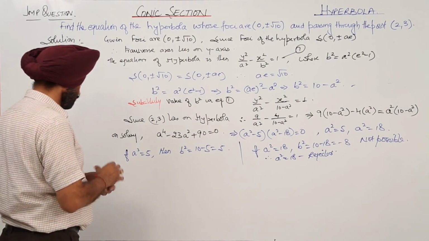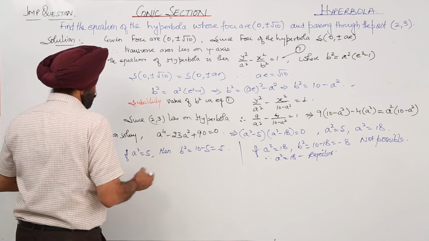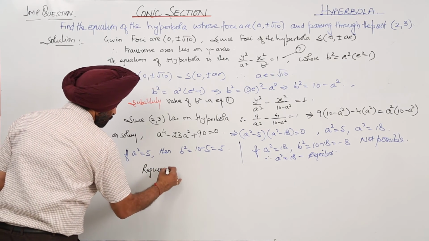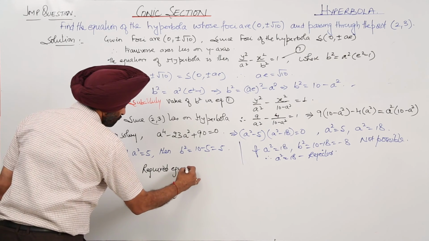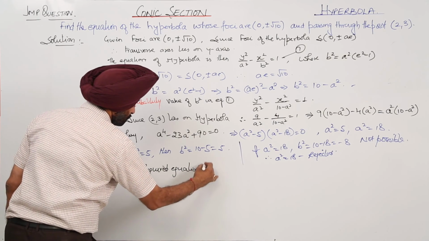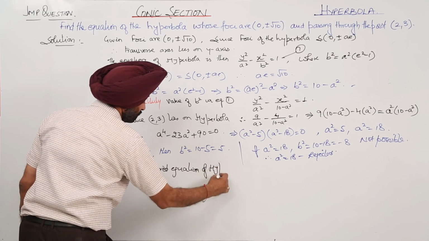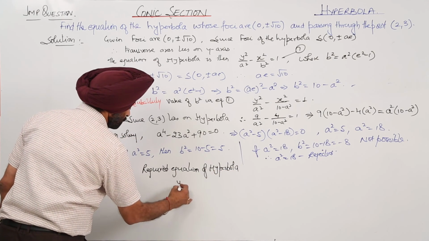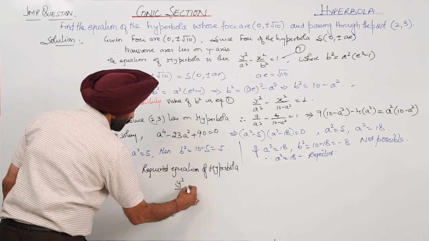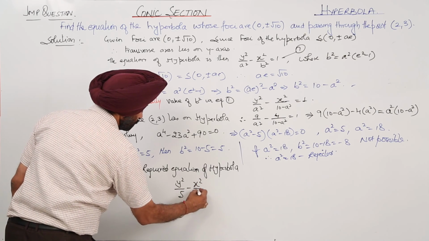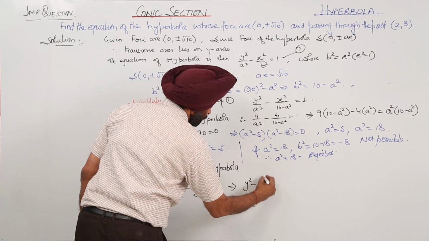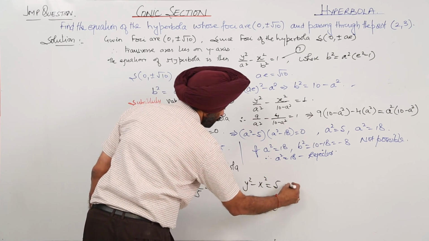Okay? Required equation of hyperbola: y²/5 − x²/5 = 1, or y² − x² = 5. Answer.